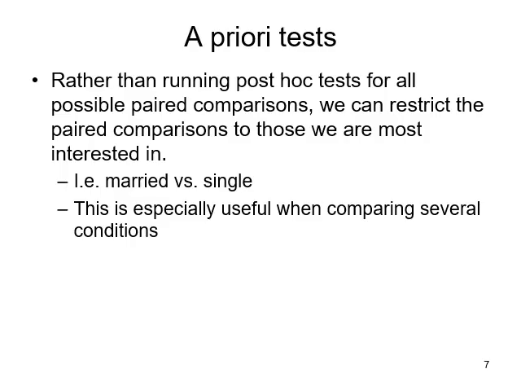So the a priori test, rather than running a post hoc test, which is adjusted to look at all possible differences, we can look at paired comparisons. We can restrict those paired comparisons to those that we're most interested in. In other words, married versus single. This is especially useful when comparing several conditions.